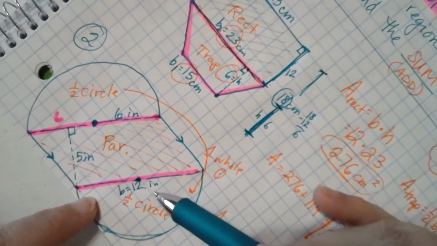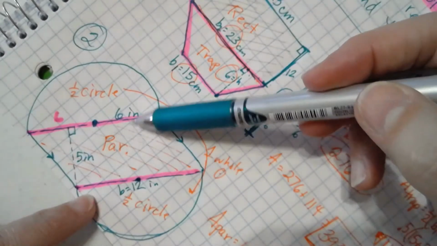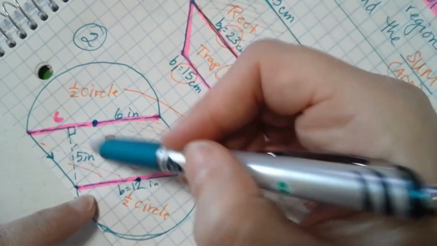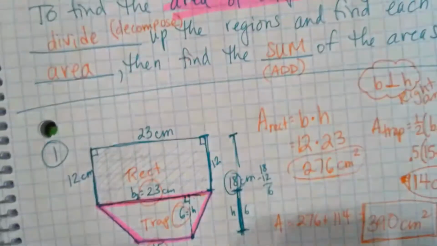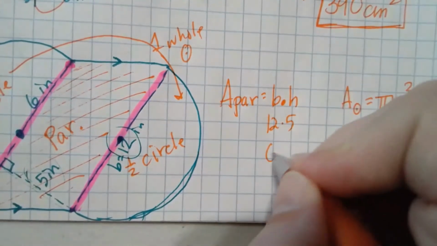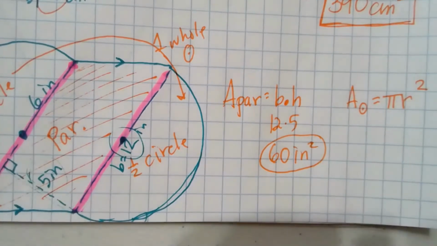And what is the height? Again, look for the right angle to find the height. How far between these two parallel lines? This line right here, 5. Not the diagonals, 5. So I got a 12 for a base and 5 for the height. So 12 times 5 makes 60 inches squared. So that's the area of that parallelogram.